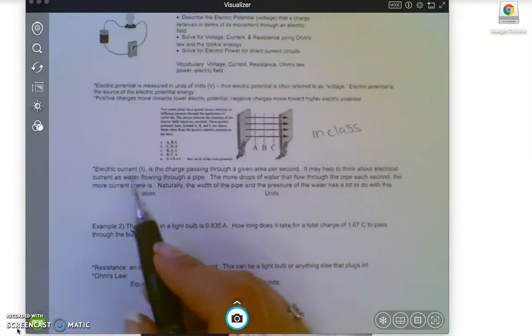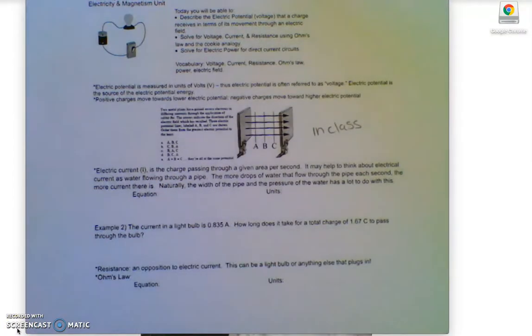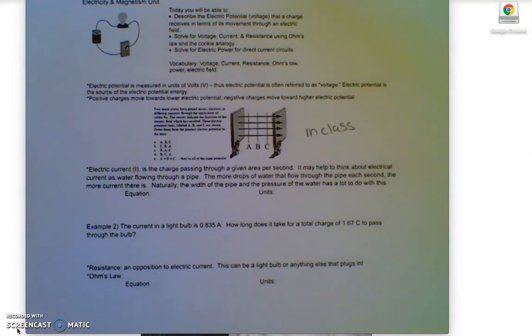All right, so electric current, we use the letter I, and essentially electric current is the amount of charge that passes through some given area per second. It might help to think about this as a pipe of water. As the water flows through the pipe, the more drops of water that pass through the pipe each second, the more current there is. So the more charge that passes through a given area per second, the more current there is. As it would with a pipe, if you make the pipe wider or add pressure to the water, that would change the current flowing through it.